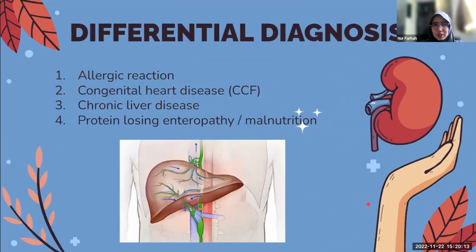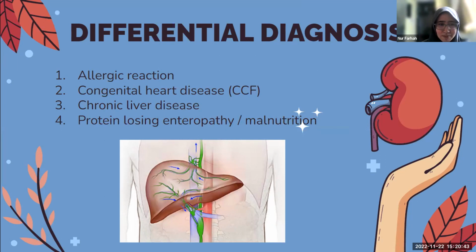Okay, and then we go to differential diagnosis. So for differential diagnosis here, I focus on patients or children that come in with edematous signs, like edema and swelling. So the differential diagnosis that we need to rule out first is whether it is from allergic reaction, or from congenital heart disease or chronic liver disease, or maybe from protein losing enteropathy or malnutrition itself.